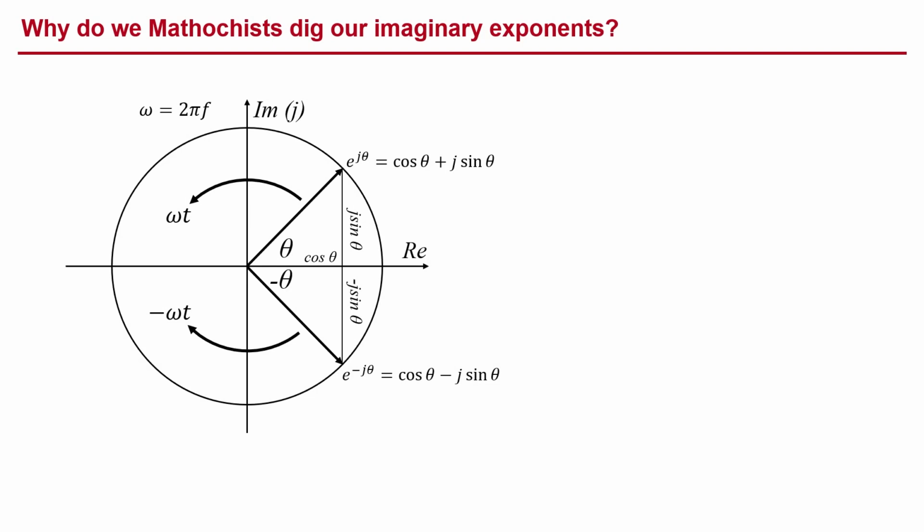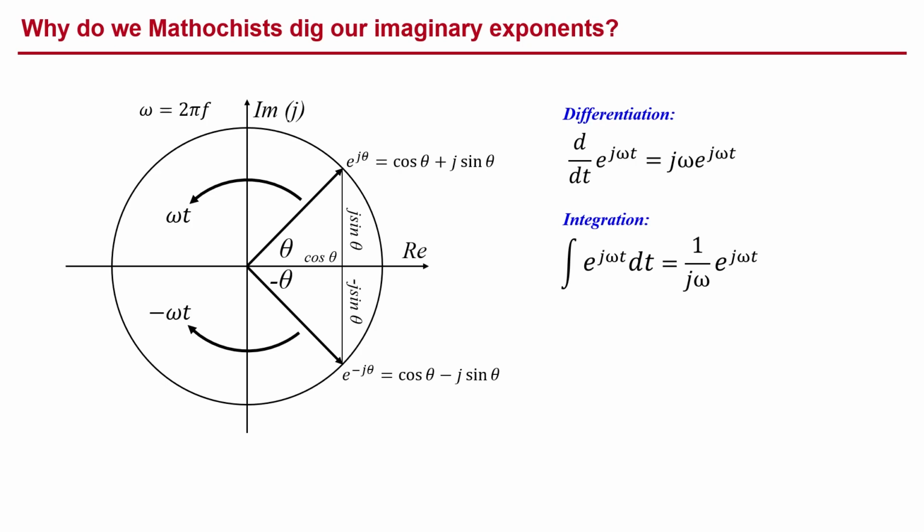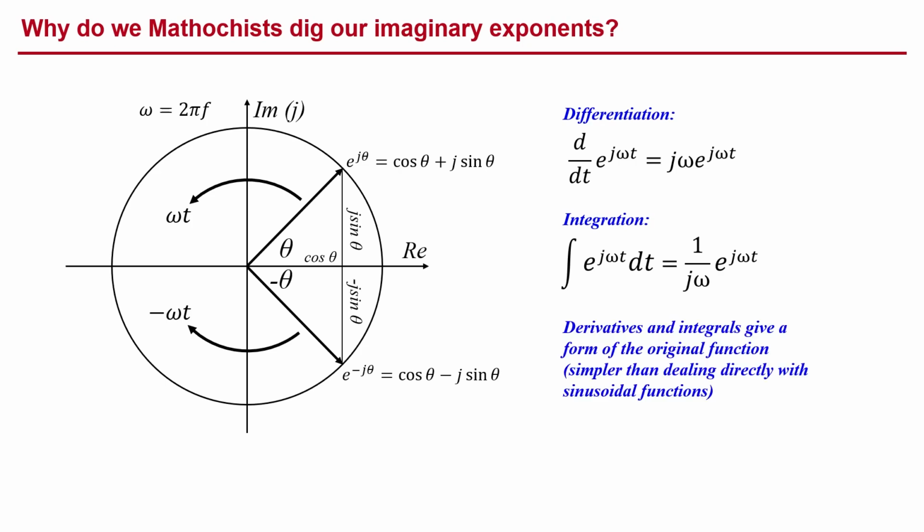So, why do we mathematicians dig our imaginary exponents? Well, when we take the derivative of e to the j omega t, we get j omega times the original function, e to the j omega t. When we integrate, we get 1 over j omega times the original function, e to the j omega t. Derivatives and integrals of the exponential function give back a form of the original function, which is simpler than dealing directly with sinusoidal functions.